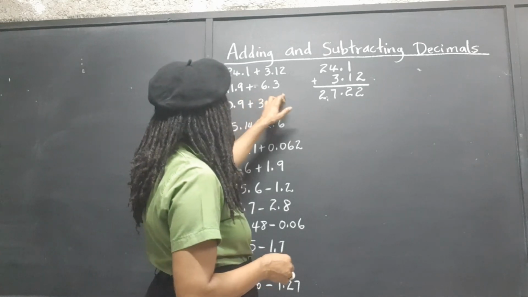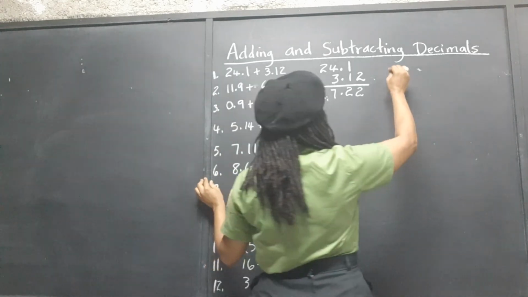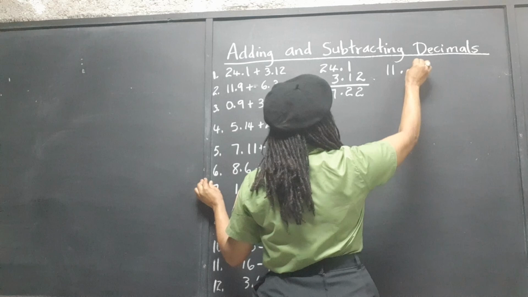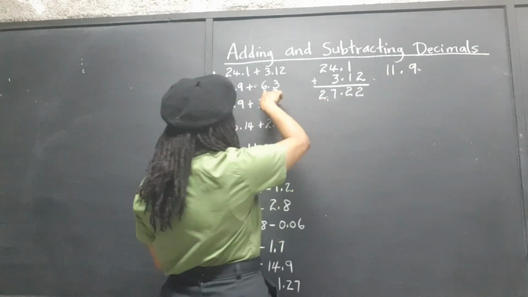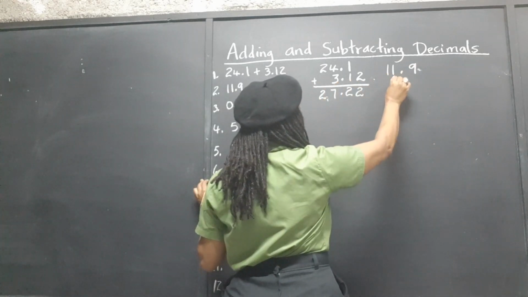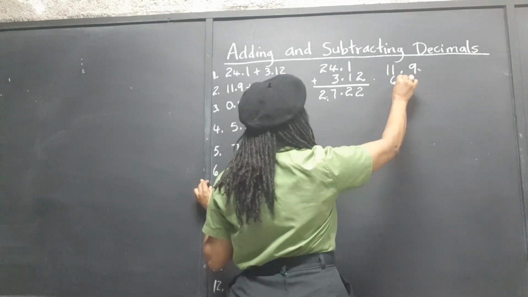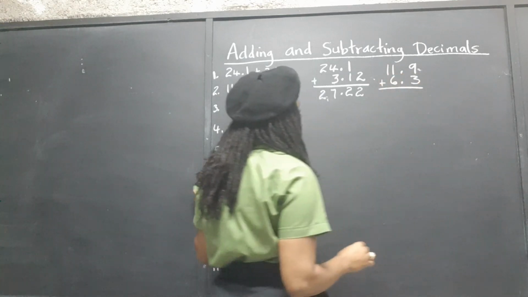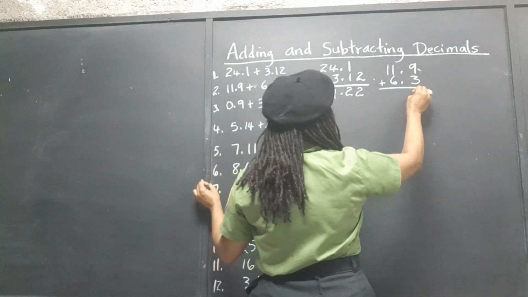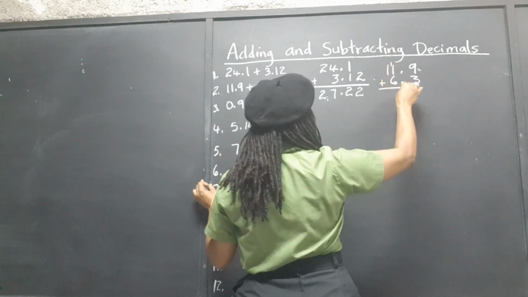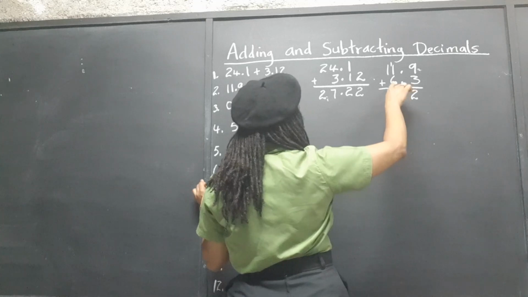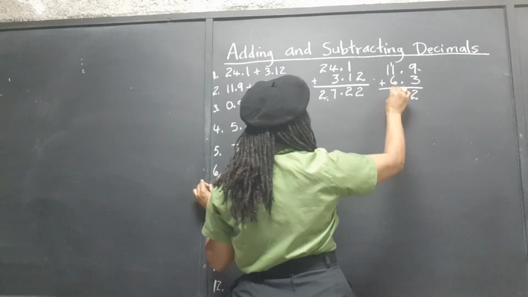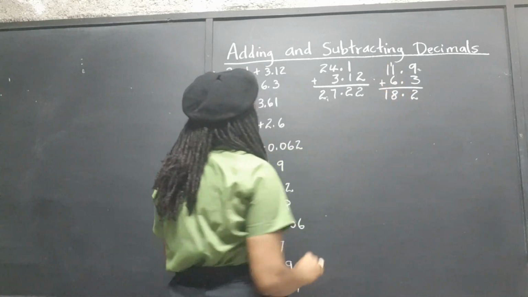11.9, 6.3. So 11.9, that's 6 1, so it goes under the 1 in the 11. 6.3, and we add. 9 plus 3 gives 12. We put the 2, we carry the 1, and bring down our decimal point. 6 plus 1, 7, and 1, 8, and bring down the 1.